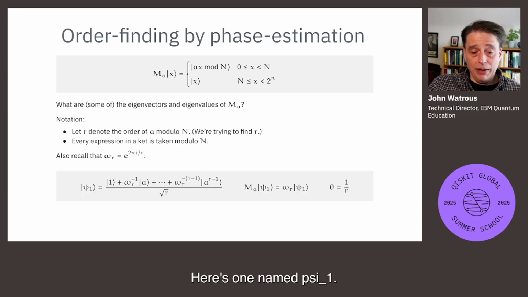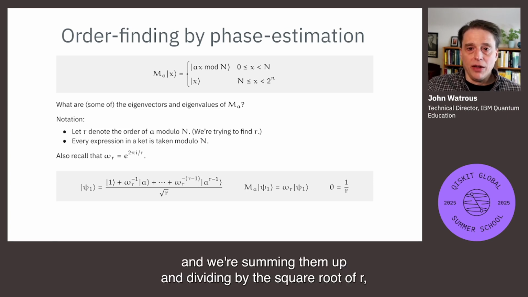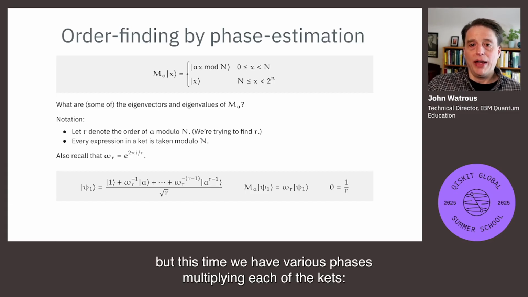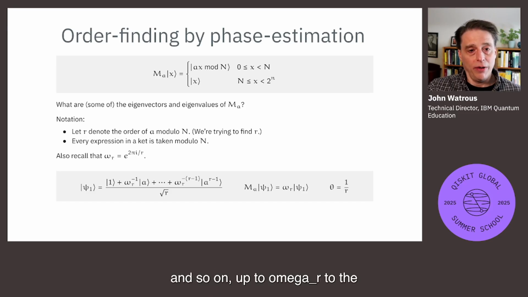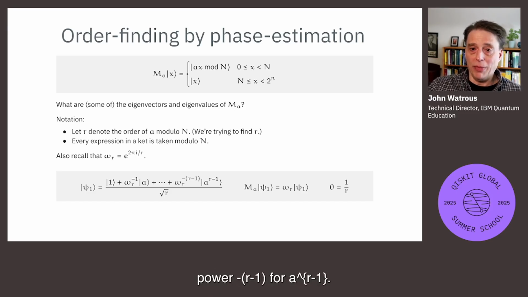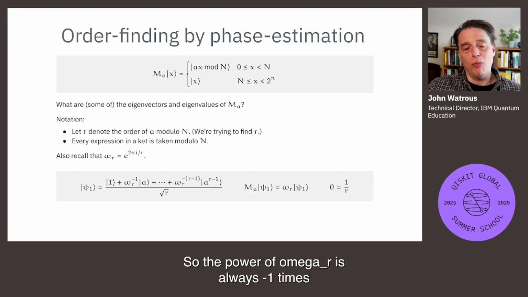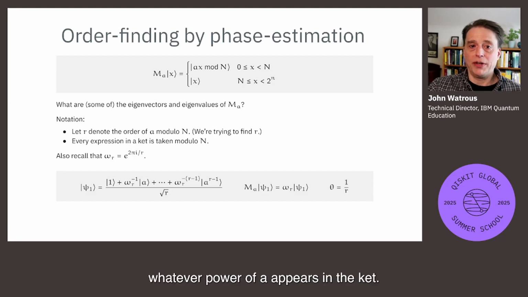Here's one named psi 1. It's similar to psi 0. We have exactly the same kets, and we're summing them up and dividing by the square root of r. But this time we have various phases multiplying each of the kets. Omega r to the -1 for a, omega r to the -2 for a squared, and so on, up to omega r to the power -(r-1) for a to the power r-1. So the power of omega r is always -1 times whatever power of a appears in the ket.